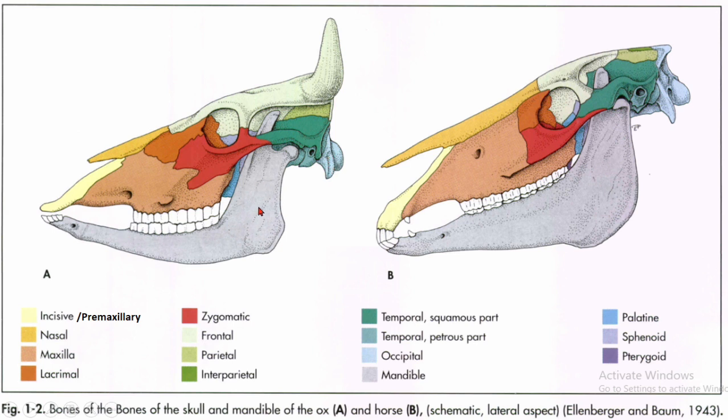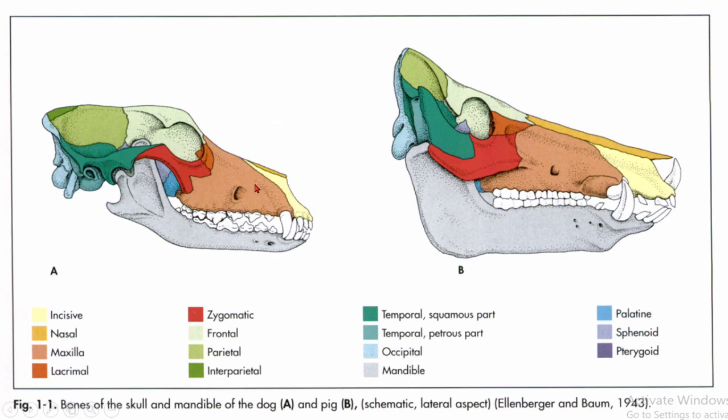This one is a mandible or lower jaw. This one in blue color is a palatine bone. It forms the hard palate of the oral cavity. Sphenoid and pterygoid bone are not clear in this picture. Similarly, this is the picture of a skull of a dog and pig.